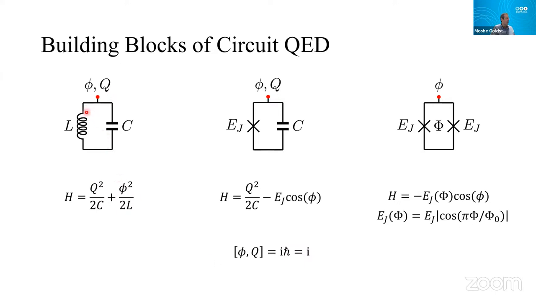And then you can have an LC circuit. This is a simple harmonic oscillator. And you can have a Josephson junction where you still have the capacitance like before, but the Josephson energy is nonlinear, so you can think about it as a nonlinear oscillator. And this is how you build a superconducting qubit.